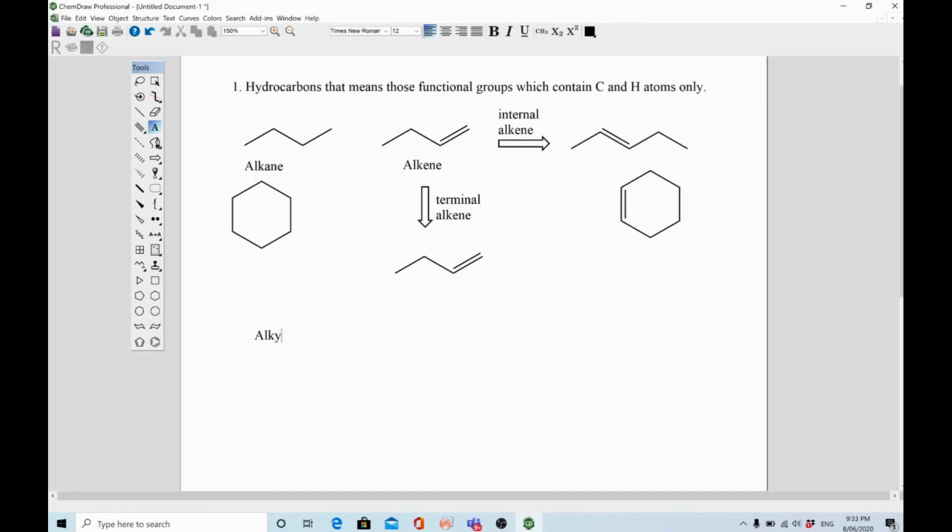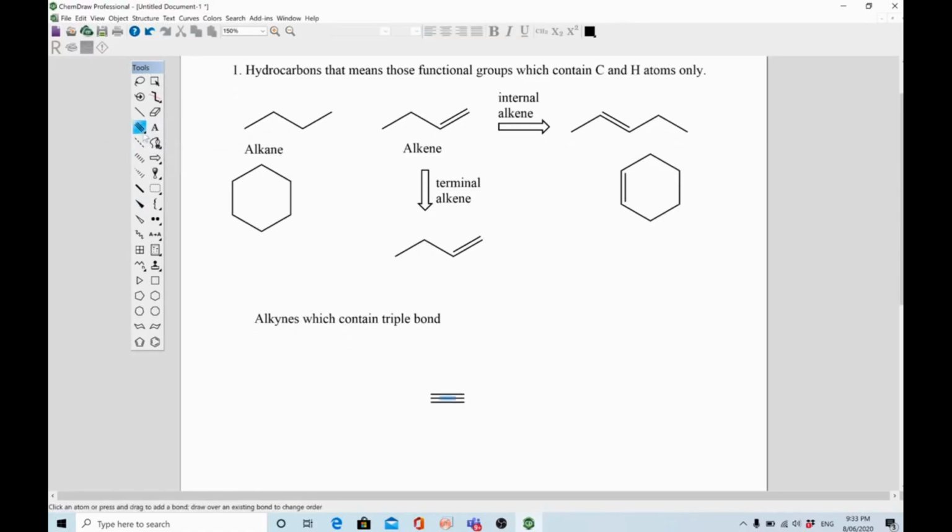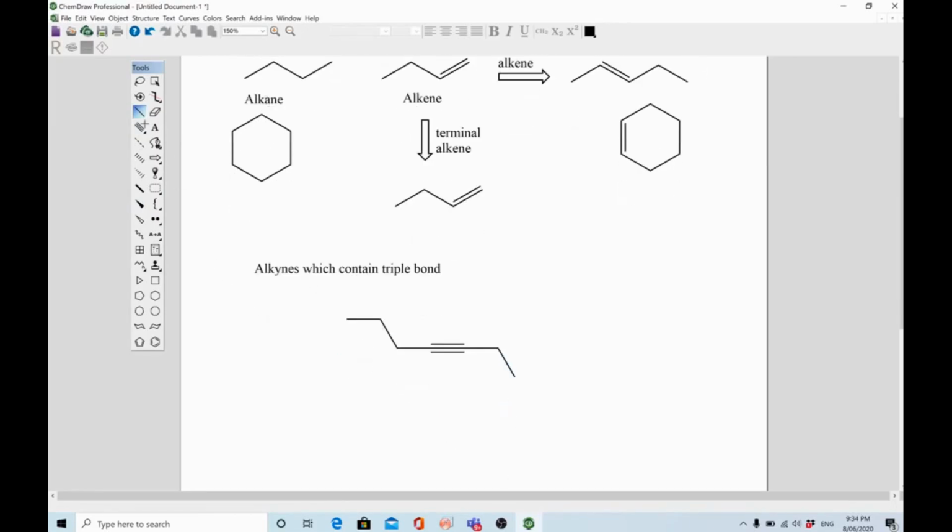Okay, next functional group in organic chemistry is alkynes, which contain a triple bond. So you can see this triple bond here. This is a triple bond and has a long chain. So this is alkyne because it contains a triple bond. And like alkenes, alkynes can also be of two types: internal alkynes and terminal alkynes.